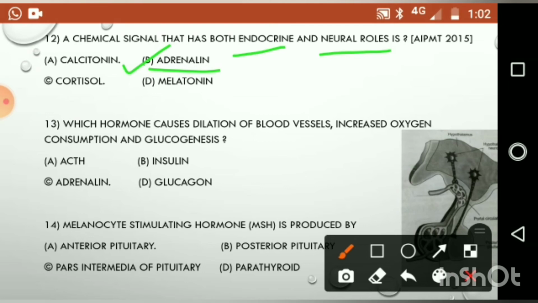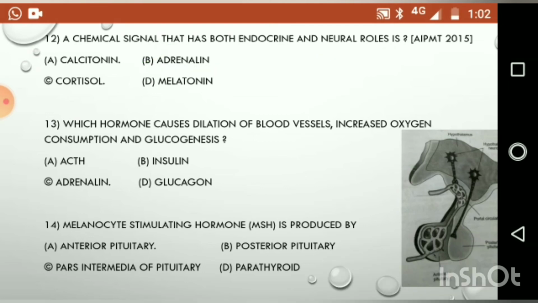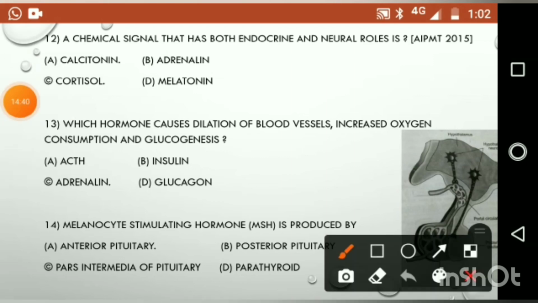Your next question is, which hormone causes dilation of blood vessels, increased oxygen consumption, and gluconeogenesis? Pause the video and answer the question. The correct answer for this question is again C. adrenaline. Looks like all the questions are of adrenaline only. Okay, so over here I will just be explaining the meaning of this word.